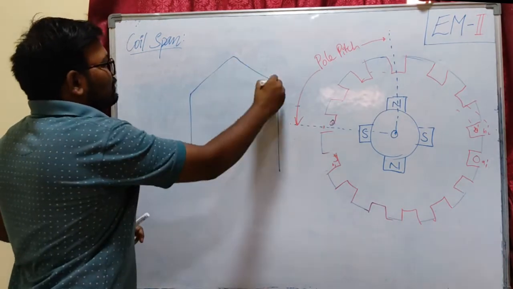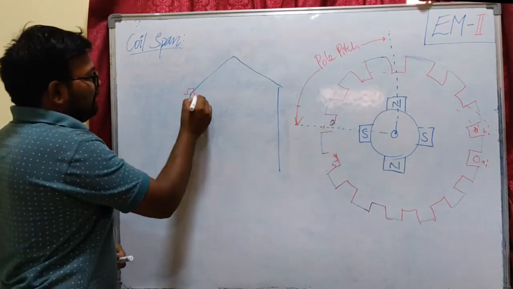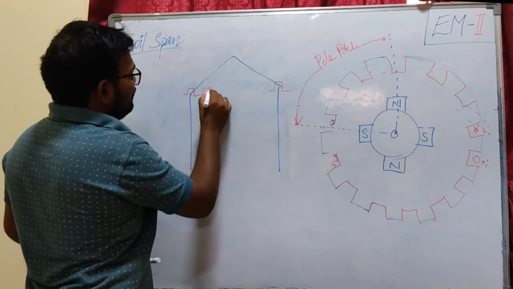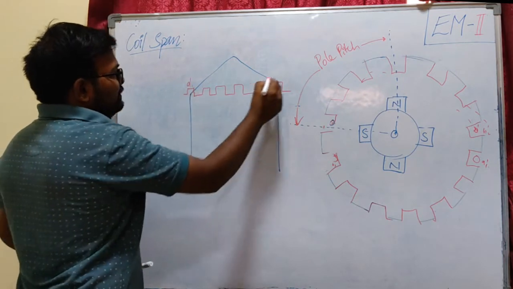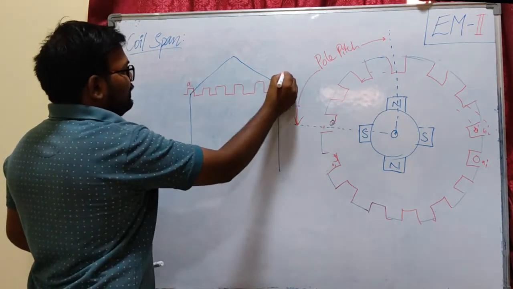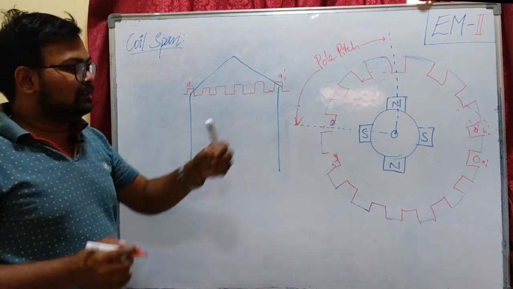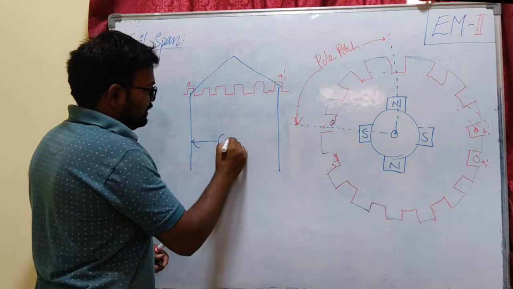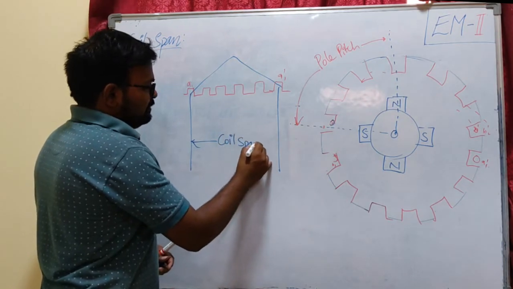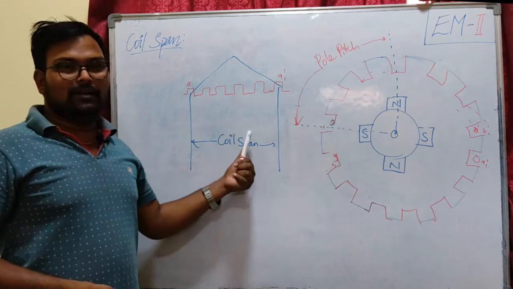Okay, these two are connected with overhangs. This is placed in one slot and this is placed in another slot. These two are separated. This is A1 dash, this is A1, this is A1 dash. The distance between two coil sides is called coil span, right? The distance between coil side 1 and coil side 2 is called coil span.